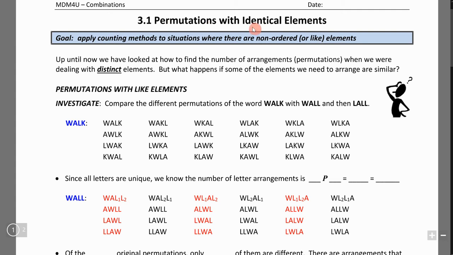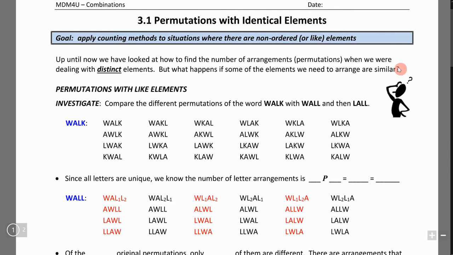3.1 Permutations with identical elements. Up until now, we have looked at how to find the number of arrangements, permutations, when we were dealing with distinct elements. But what happens if some of the elements we need to arrange are similar?